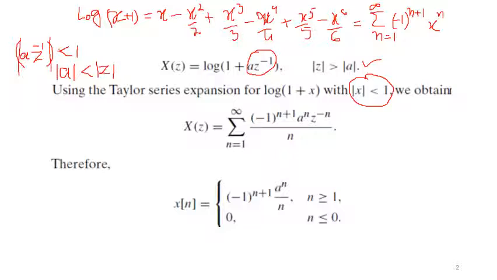So that means for our case, instead of x we have a times z inverse, so log of 1 plus a z inverse can be expanded as a z inverse minus a squared z power minus 2 over 2, plus a cubed z power minus 3 divided by 3, and minus and so on.